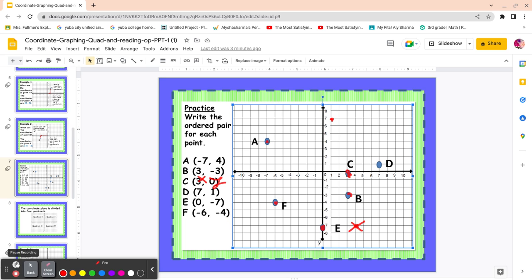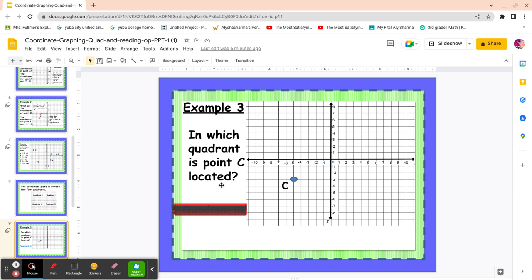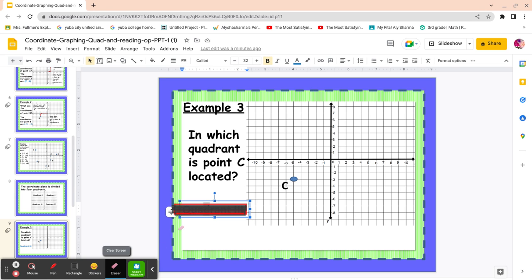Let's move on. The coordinate plane is divided into 4 quadrants: quadrant 1, quadrant 2, quadrant 3, and quadrant 4. Those are the 4 quadrants on the coordinate grid. Let's move on. Okay, now it has a question, example 3. In which quadrant is point C located? Point C is going to be, if you look at the grid again, in quadrant I, but I just erased it here. If I was to unerase it, you would be able to see. Ta-da! It's quadrant I. I wasn't lying.